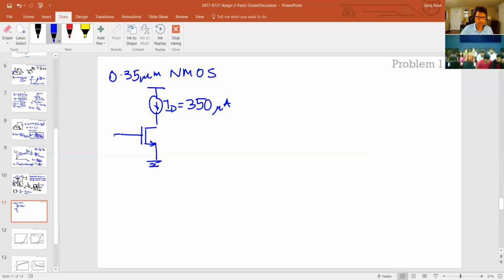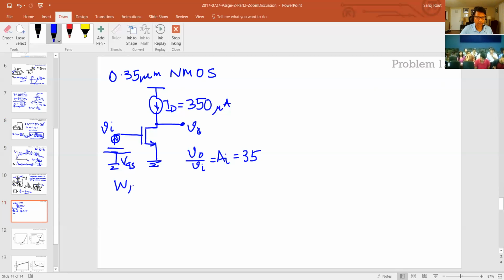So obviously, for that to flow, you need to bias this at a certain VGS. And you have a small signal here, so you're going to apply some small signal. They want a self gain, as I explained before: V naught over VI, which is the self gain, equals 35. So in this problem, they want to find out what your W over L is, right?